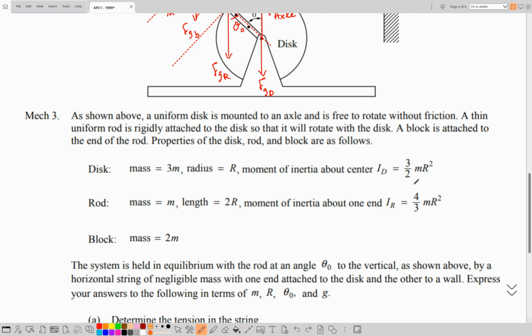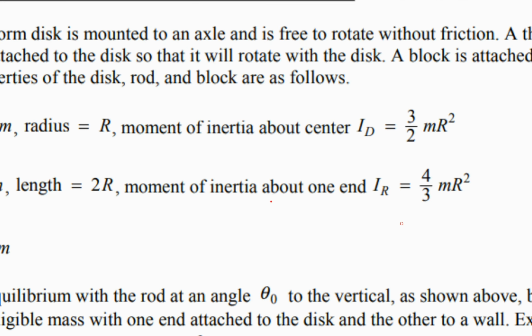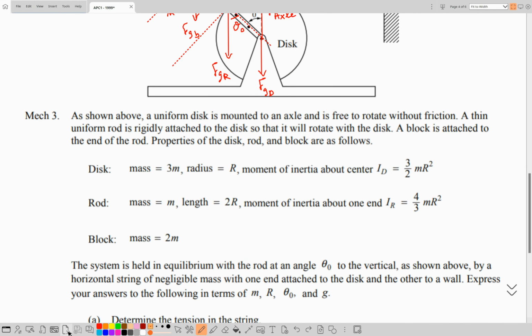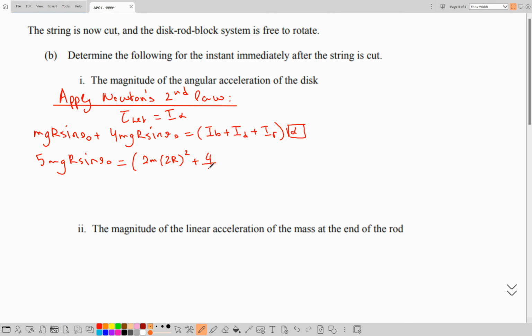And indeed they're telling us the moment of inertia of the rod about one end, which is given by 4/3 mr squared. Sorry, that would be for the disk.